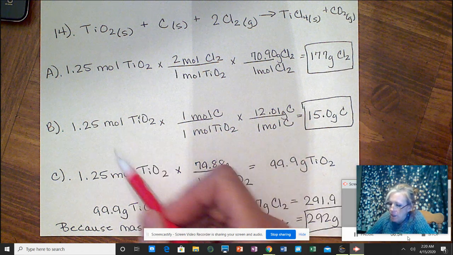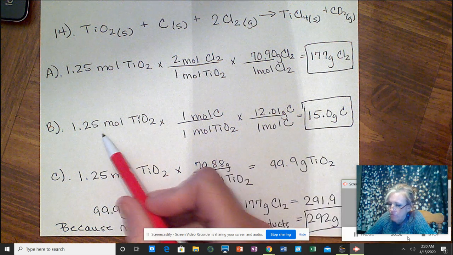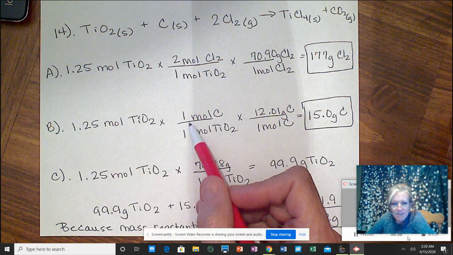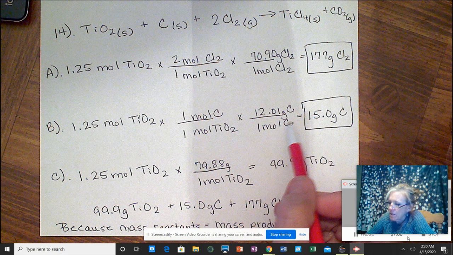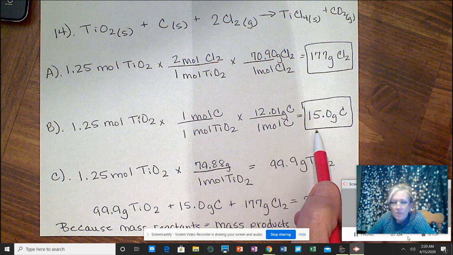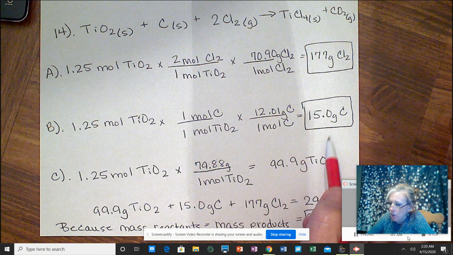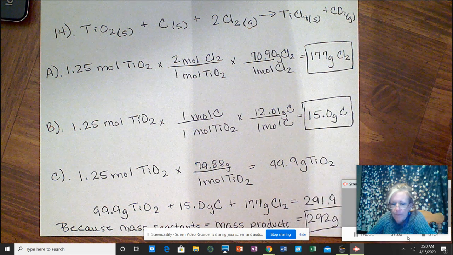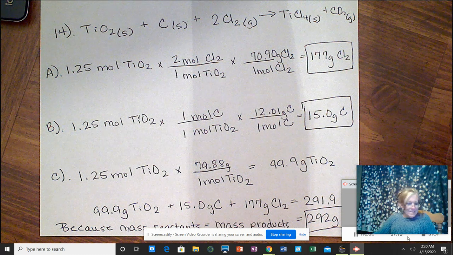So now we do the math, 1.25. You don't have to worry about this one because it's times 1 divided by 1 times 12.01. Okay. We end up with 15.0 grams of carbon, excuse me.